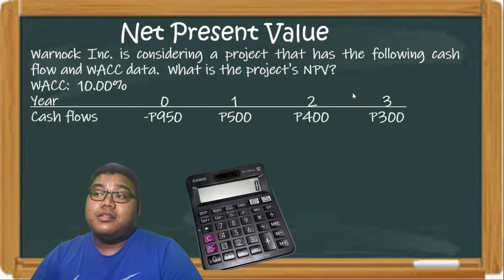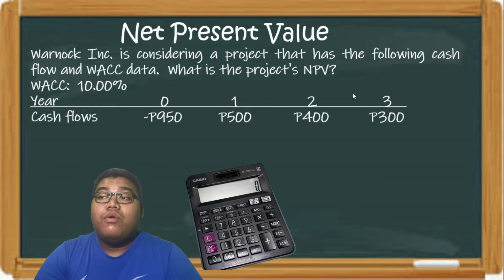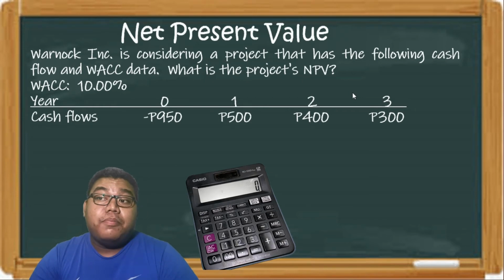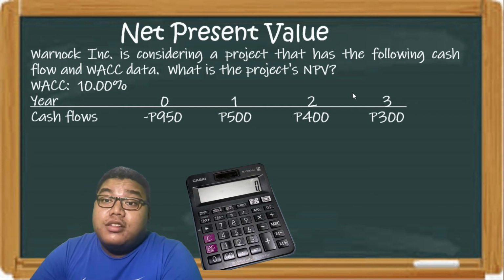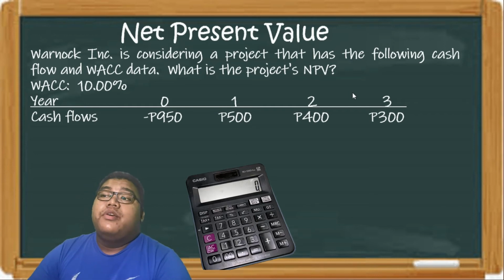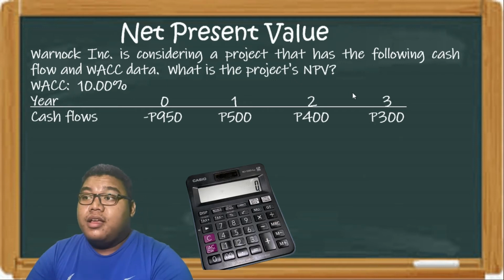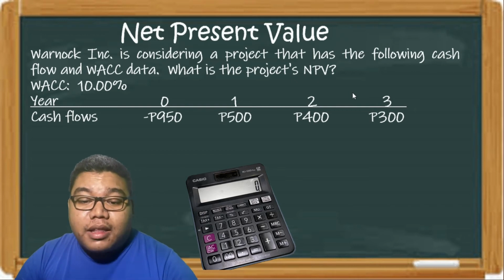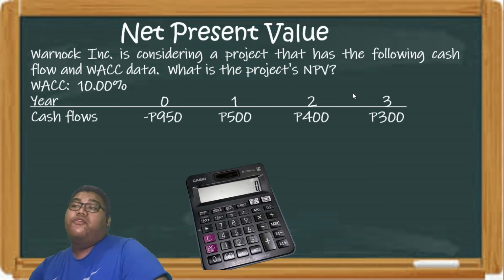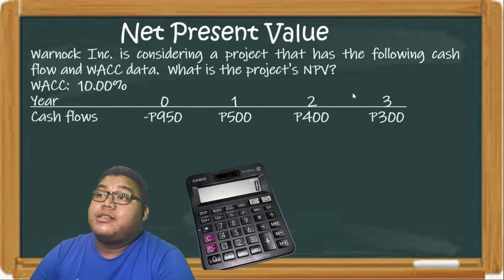So Warnock Inc. is considering a project that has the following cash flow and WACC data. What is the project's NPV? Given the WACC, or weighted average cost of capital, of 10%, you have cash flows of 950, 500, 400, and 300 respectively. The cash flow for time 0 is 950. That would be your initial investment.